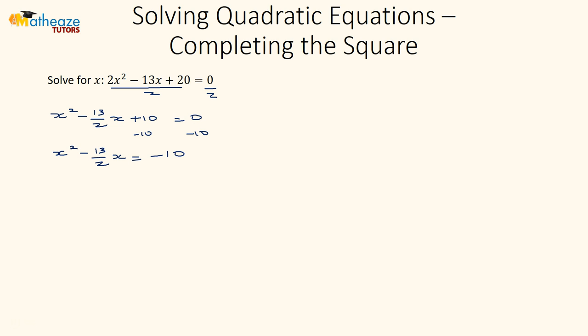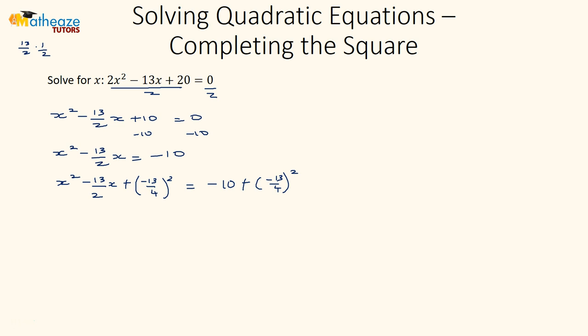Now we're going to add a term that would complete the square on the left hand side. So that becomes x squared minus 13 over 2x plus, we're going to find what is half of 13 over 2. So it's 13 over 2 multiplied by 1 over 2. Okay, so that's negative 13 over 4 squared is equal to negative 10 plus negative 13 over 4 squared.